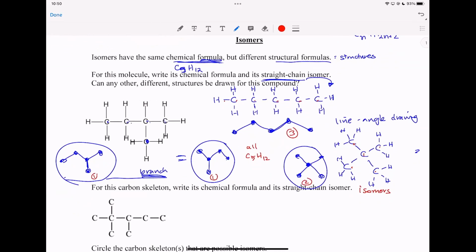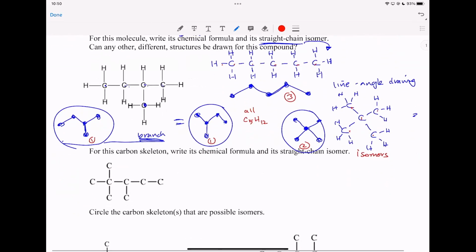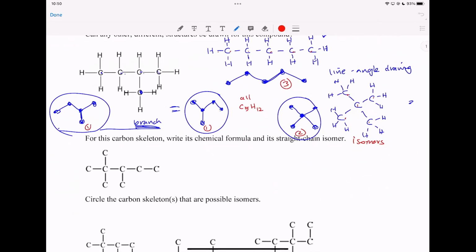When you have a ring structure, then you're going to have different numbers of hydrogens. But when you have all single bonds, only carbon and hydrogen, it doesn't matter if there's a branch in there, you'll still have the same number of hydrogens. Okay, so let's focus on this carbon skeleton and first write its chemical formula.